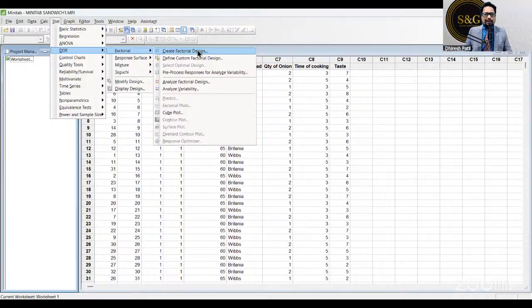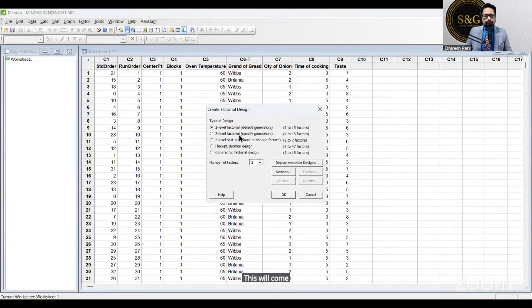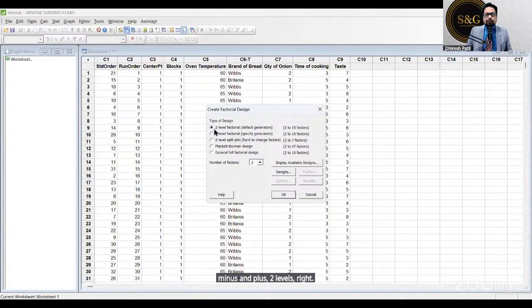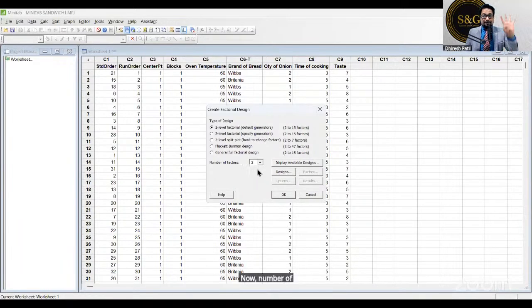Once you click on that, this window will come. It says 2 level factorials. Now you remember everywhere we have got 2 levels, minus and plus, right? So we will keep this as default. We are not going to change it. It's a default generator. Now number of factors. Now we have selected 4 factors, so here we can decide the number of factors.